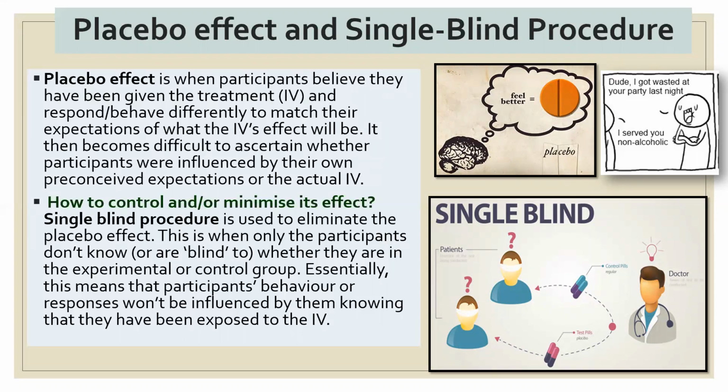They're presuming that because they're receiving the IV, because they're receiving that green tea, they should respond or behave in a certain way to match the expectations, or to impress the experimenter or researcher. Even though in the placebo effect the experimenter themselves is not placing any expectations on the participants, the participants are doing that themselves. Now, how do we control for or minimize the effect?